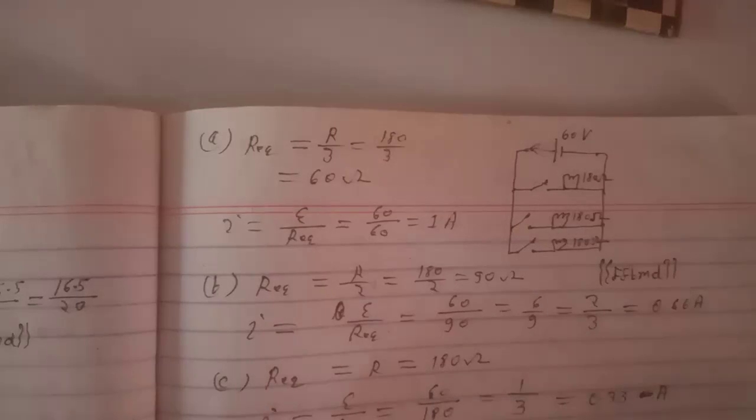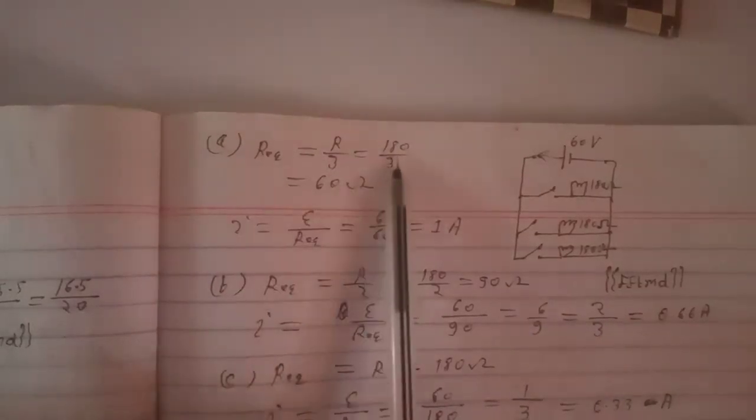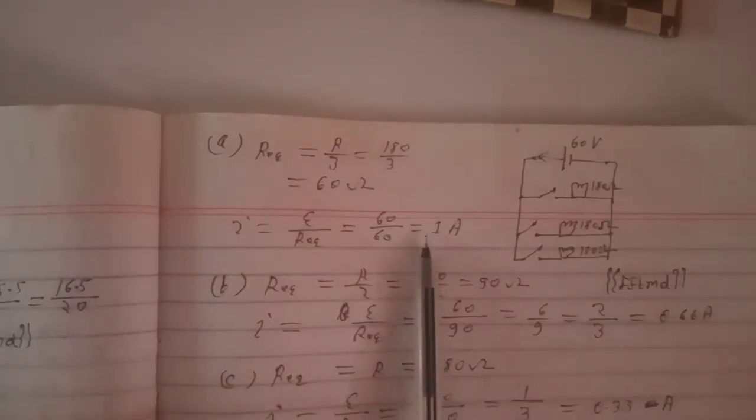This is a battery and these are all connected in parallel, and these are switches which are open. Now, first case, all the bulbs are switched on, that is, these are all connected and current is flowing. Because these are in parallel, R equivalent will be R by 3 since all are of the same resistance, 180 by 3 equal to 60 ohm. So I will be E by R equivalent, 60 by 60, equal to 1 ampere.